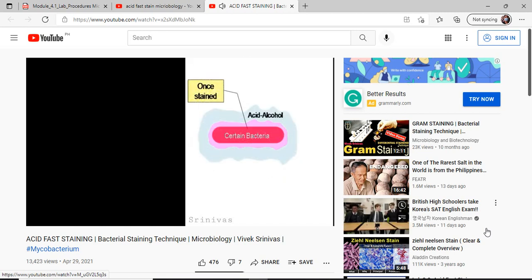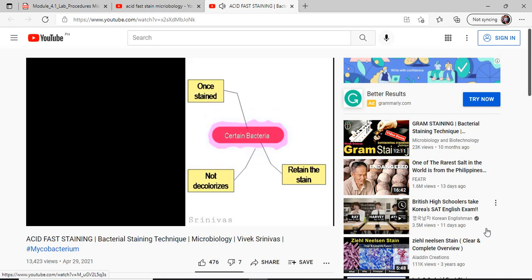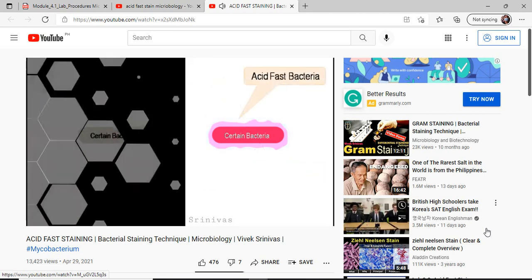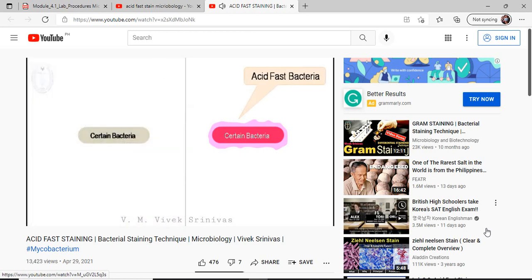Such type of bacteria are called acid-fast bacteria. In general, this acid-fast bacteria cannot be decolorized easily with acid alcohol. However, once stained, it cannot be de-stained. A very good example of an acid-fast bacterium is mycobacterium.